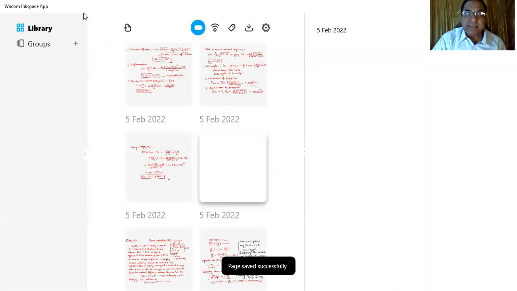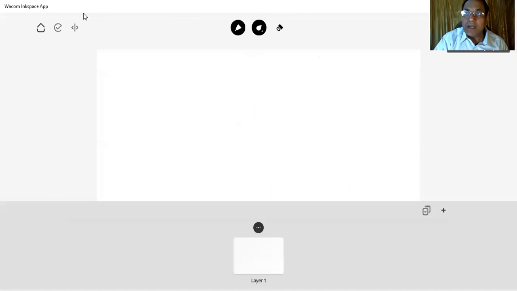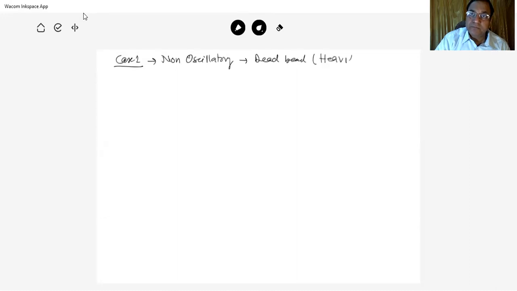So this point is the case number 1 and it is known as deadbeat case. So case 1 is non-oscillatory, or it is called deadbeat, or heavily damped. कब क्या था इसका, B square is greater than P square.